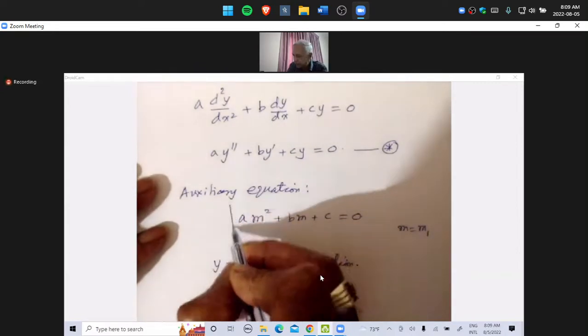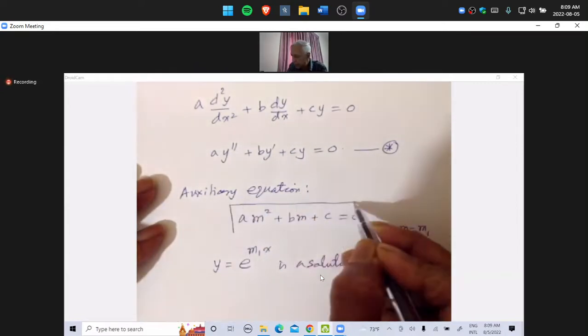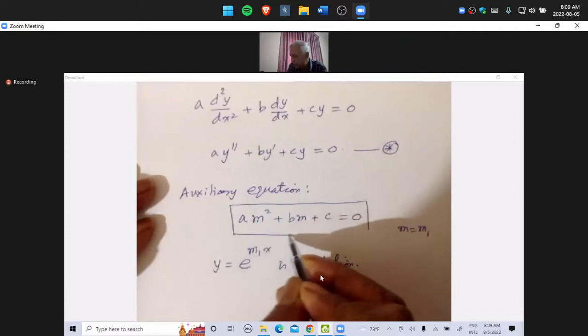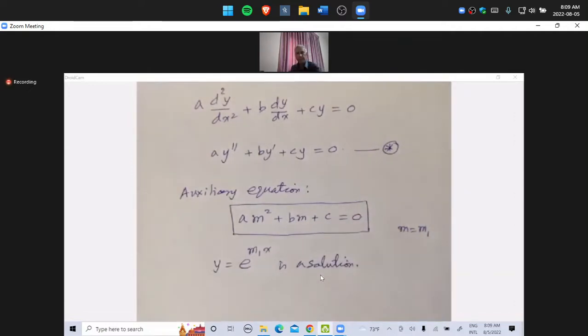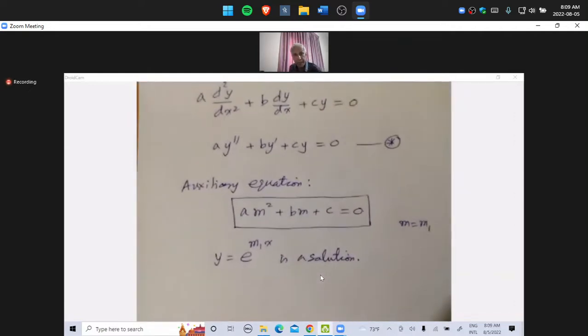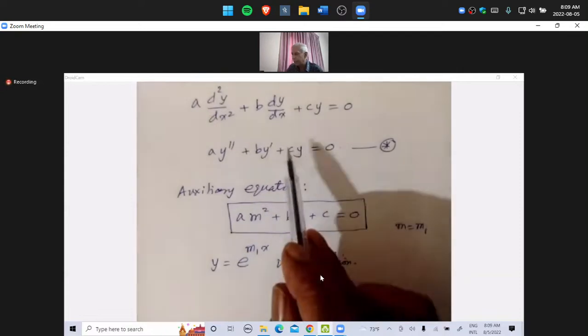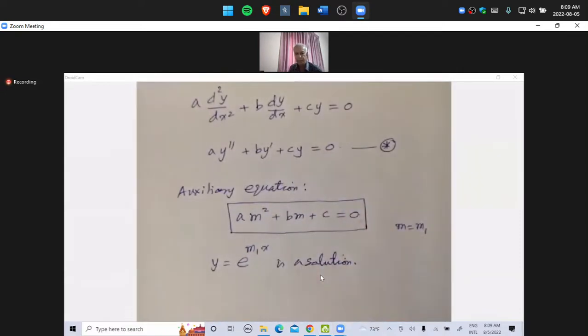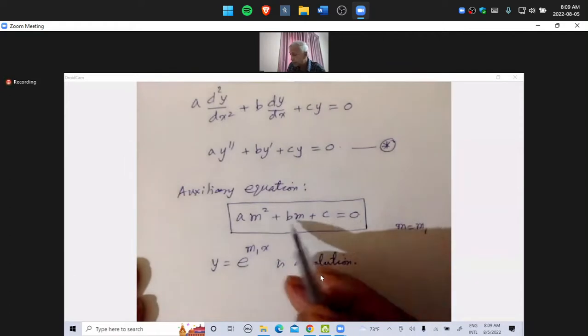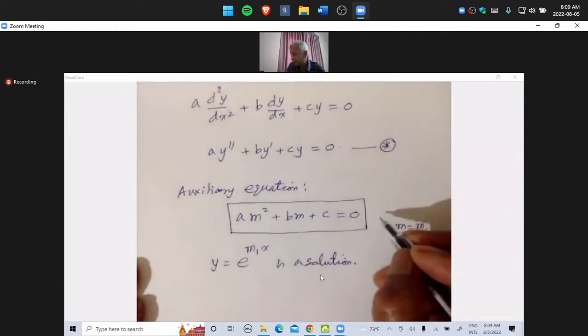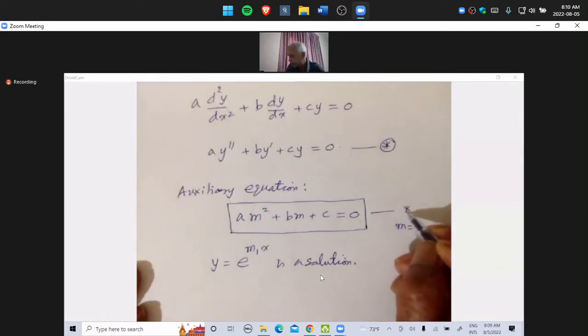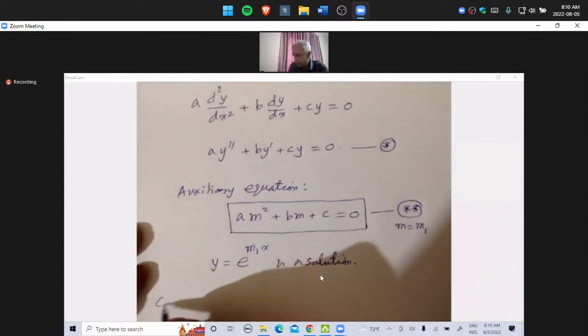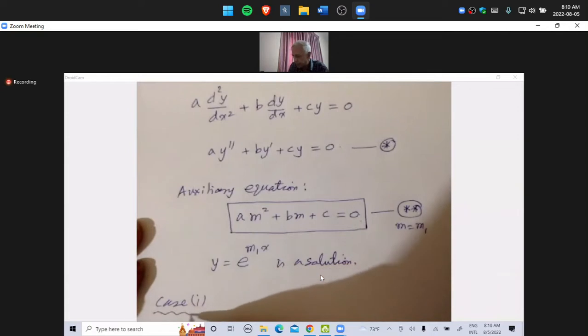Now, considering the auxiliary equation, we will continue the study of finding general solutions of the given equation. The general solution depends on the roots of this equation. Let us call this equation double star, the auxiliary equation of star. Okay. So case 1. That is what we did last time. I will review that again with an example.